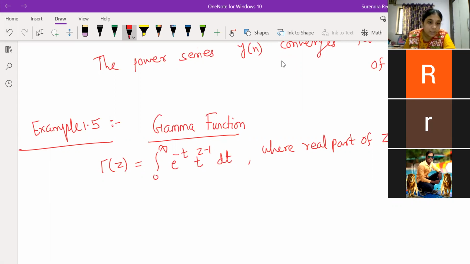If gamma of z is this one, what is gamma of z plus 1? Gamma of z plus 1 is the integration from 0 to infinity of e raised to minus t, t raised to z, dt. Now I want to find the relation between gamma z plus 1 and gamma z. So I will apply integration by parts to this gamma z plus 1.